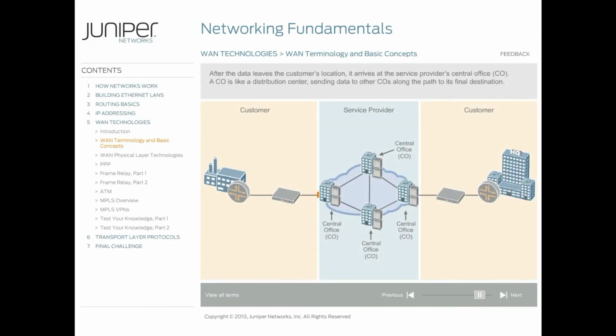After the data leaves the customer's location, it arrives at the service provider's central office. A CO is like a distribution center, sending data to other COs along the path to its final destination. Within any large city, a service provider might have several COs interconnected using high-speed fiber optic trunk lines. Some COs might connect to other service providers, such as international carriers. Within a central office, you'll find the different kinds of switches that make this communication possible, some of which we'll cover later in this section. For now, the switches take the customer's data and send it to the correct location.